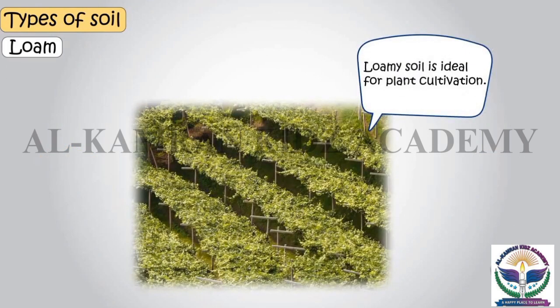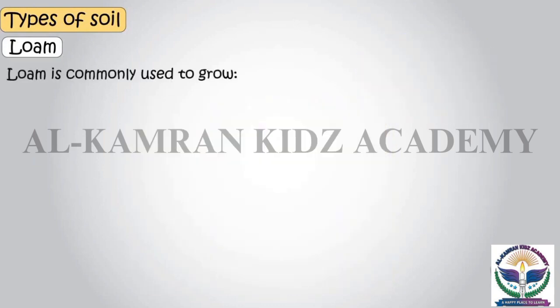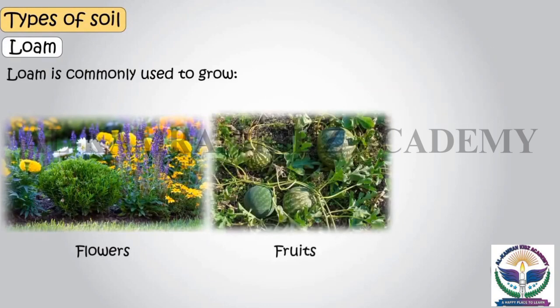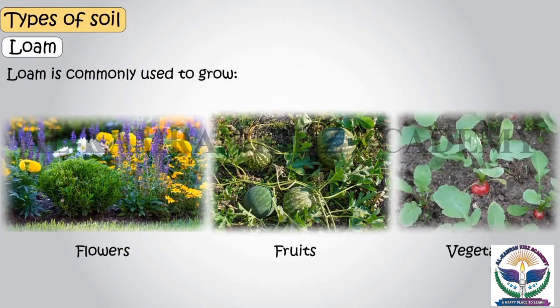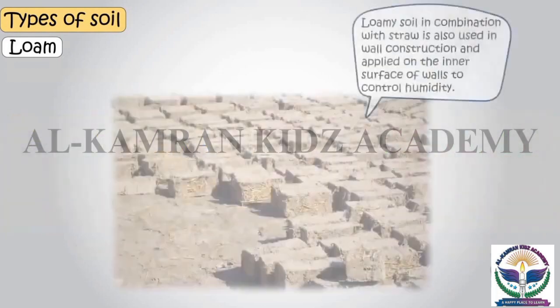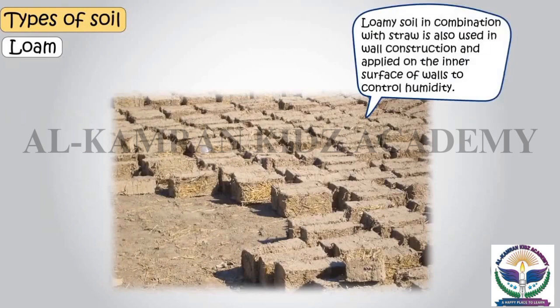Loamy soil is ideal for plant cultivation and is commonly used to grow flowers, fruits, and a variety of vegetables. Loamy soil, in combination with straw, is also used in wall construction and applied on the inner surface of walls to control humidity.